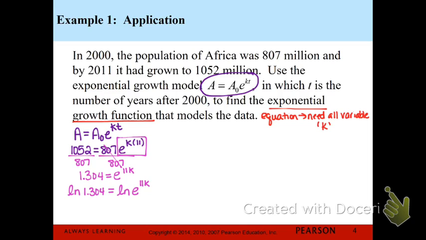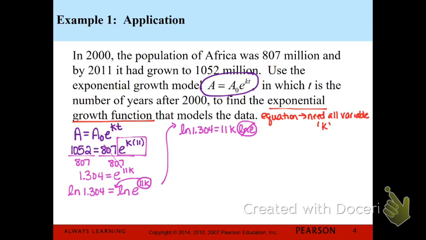Now what do we do? Okay, we're going to move that 11K in front of its log. So I'm going to rewrite that up here at the top. So we got the natural log of 1.304 equals 11K natural log of E. Anybody remember what the natural log of E is? E is 2 point something. What is the natural log of E? It's 1. So 11K times 1 is what? 11K. So we don't actually have to write the natural log of E then.